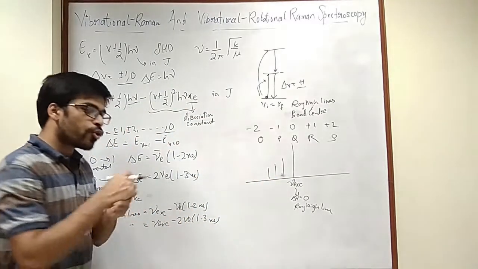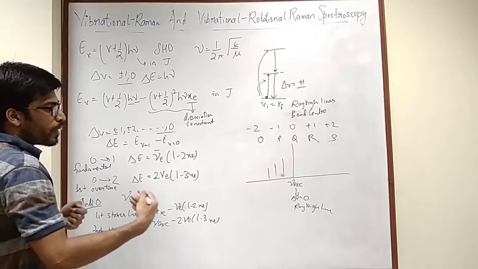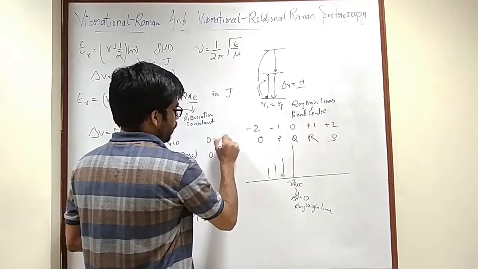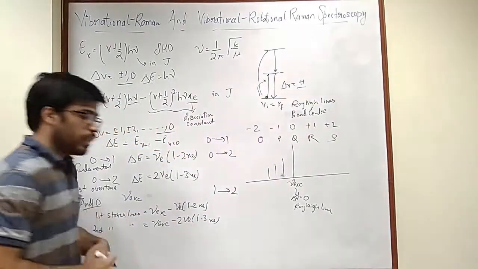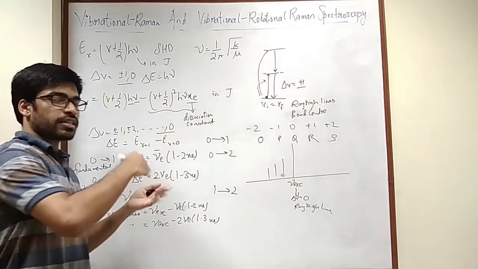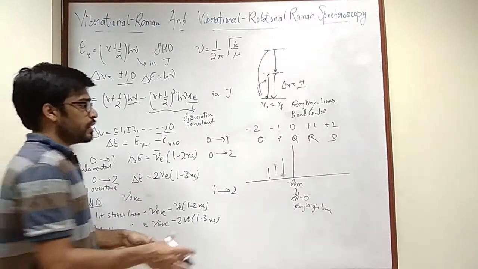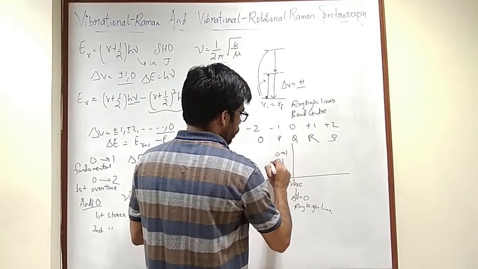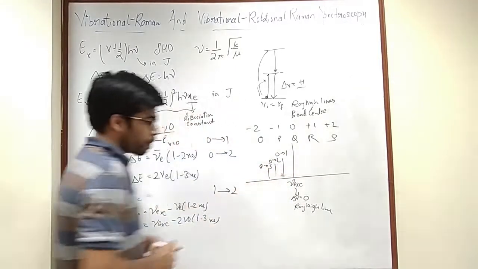The intensities are going to decrease because you need more and more energy for the molecule to do the transition from 0 to 2 as compared to 0 to 1. At the same time, 1 to 2, which is also known as the hot band, as I discussed in my previous lectures, will have much less intensity compared to these. So this will be your 0 to 1, 0 to 2, 0 to 3, and further.